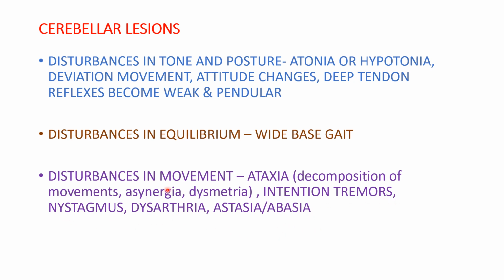So disturbances in the movement can lead to ataxia, abasia, astasia, dysarthria, intention tremors and nystagmus. Disturbances in the equilibrium will lead to wide-based gait. And disturbances in the tone and posture lead to atonia or hypotonia. Tone is decreased, and because of that, attitudinal changes will be occurring, and deviation movements will be occurring. And DTR, that is deep tendon reflexes, how will they be? They will become weak and pendular.